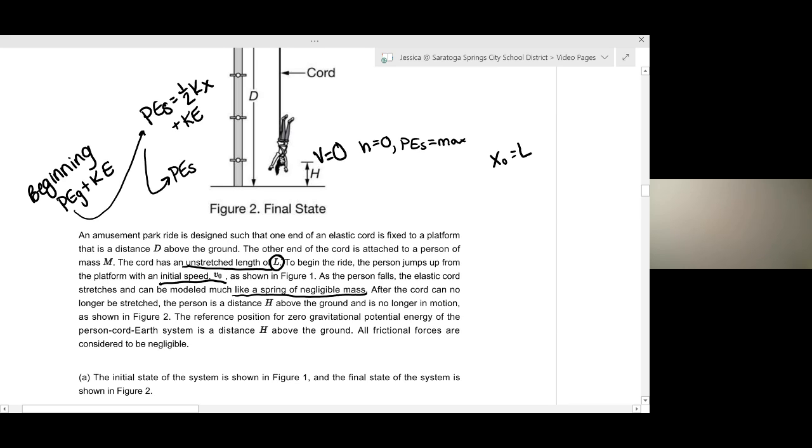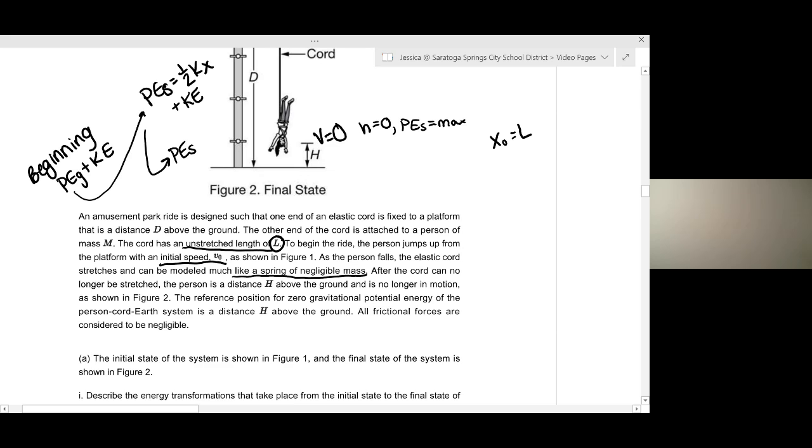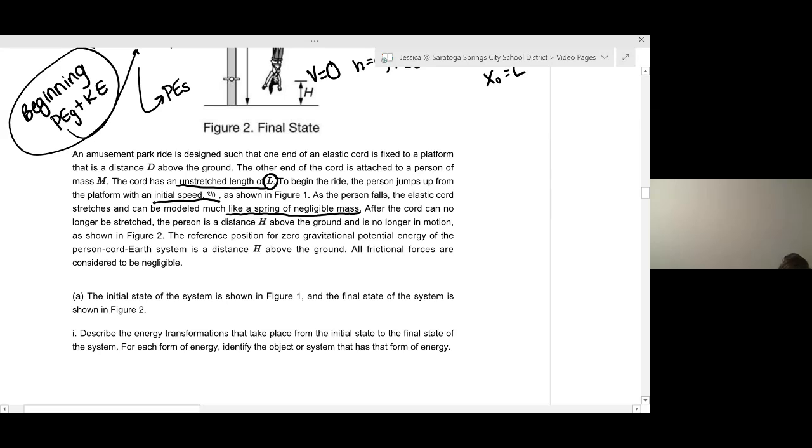All right, awesome. So the initial state of the system is shown in figure 1. That was on that first page, which I represented here. It's when the person is in the air, falling, but still at the max height. The cord hasn't been stretched yet. So describe the energy transformations that take place from the initial state to the final state of the system. For each form of energy, identify the object or system that has that form of energy.